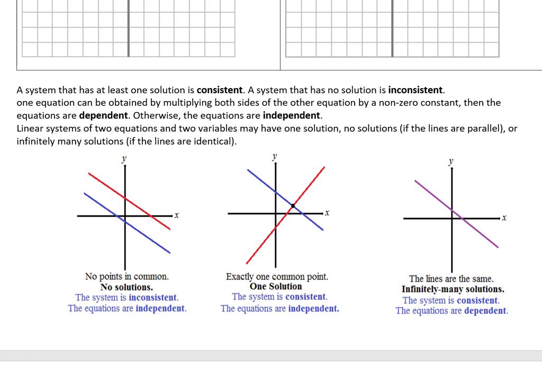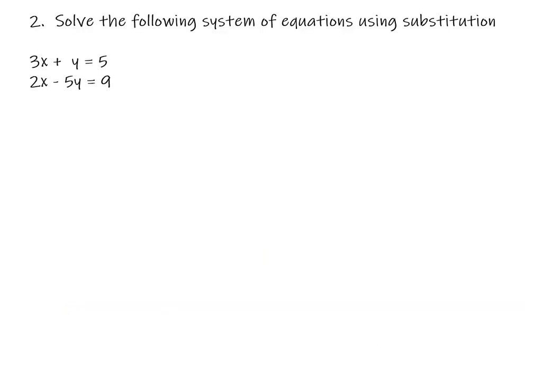We found one point that makes both of these equations true. That's the most common, the one in the middle. But we can still also get inconsistent systems or consistent dependent systems, and our answers might look a little bit weird. And so if we can understand the idea behind the graphs, then we know what it means when we're solving for it algebraically. Time solving it using the substitution method.